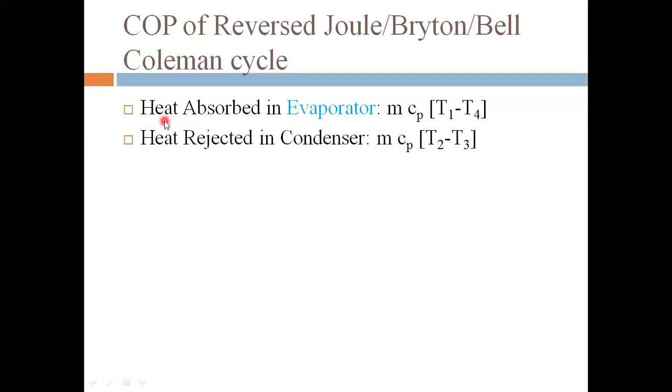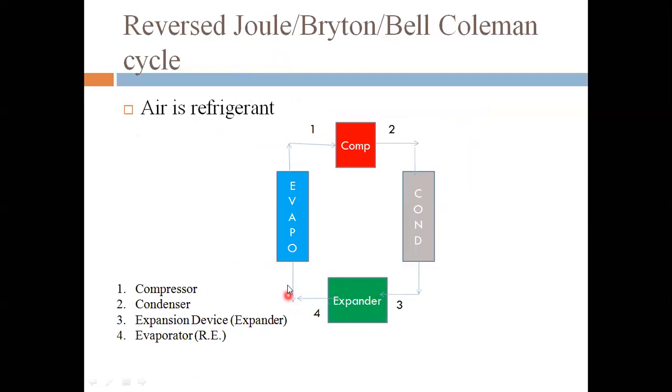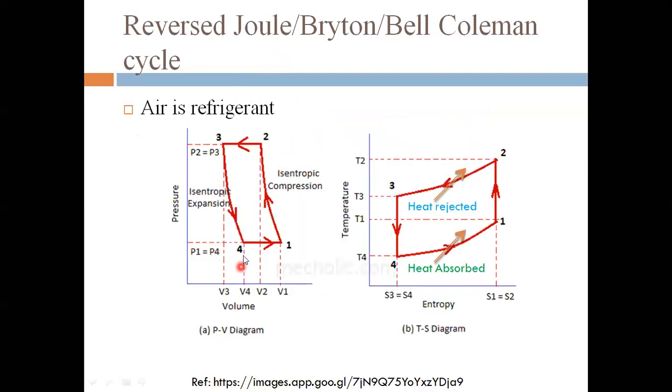So first is the heat absorbed. As we already discussed in the working, heat is absorbed in the evaporator, as the process in the evaporator is 4 to 1. Similarly here, 4 to 1. So heat is absorbed. This process is a constant pressure process. 4 to 1 is the evaporation, and this 2 to 3 is the condensation. Both are constant pressure processes, and our target is to find the COP, and for the COP we need to have the heat absorbed and heat rejected.